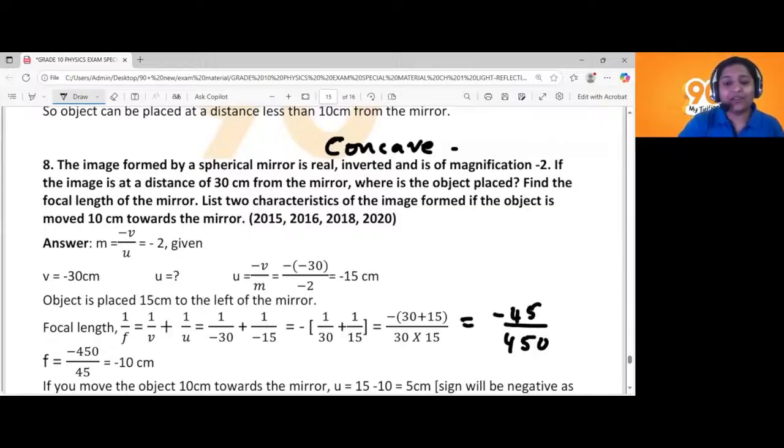List two characteristics of the image formed if the object is moved 10 centimeter towards the mirror. Where is the object location? It is 15, right?